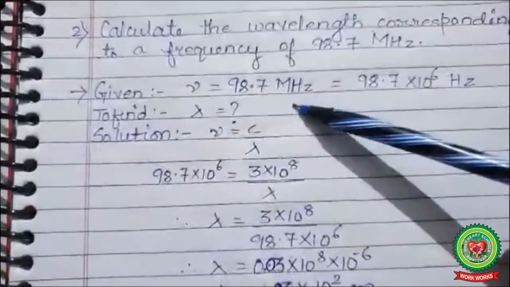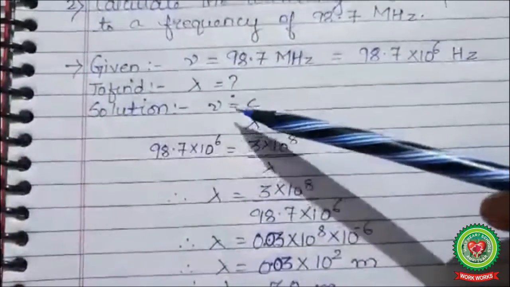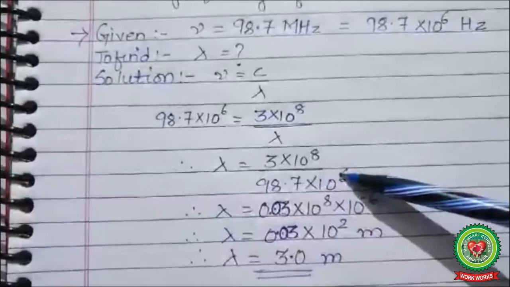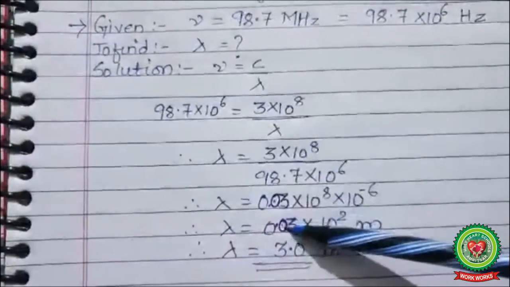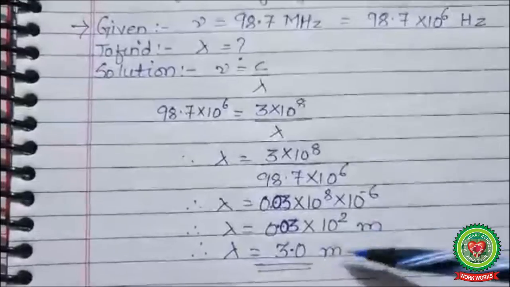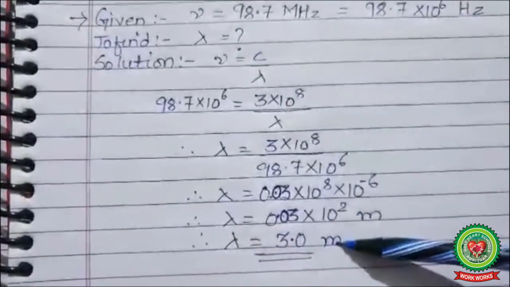We need to find lambda. We will first write the formula that we know, that is frequency equals c by lambda. Substituting the value and rearranging the terms, we get lambda equals 0.03 × 10^2 meter. And when we arrange this 10^2, it becomes 3 meters.